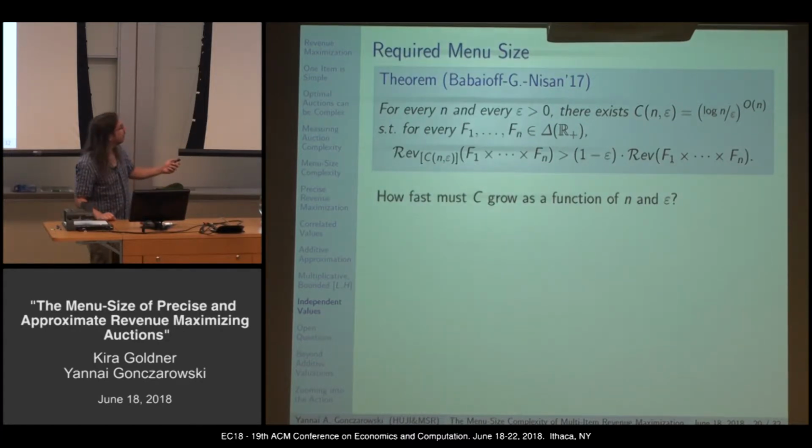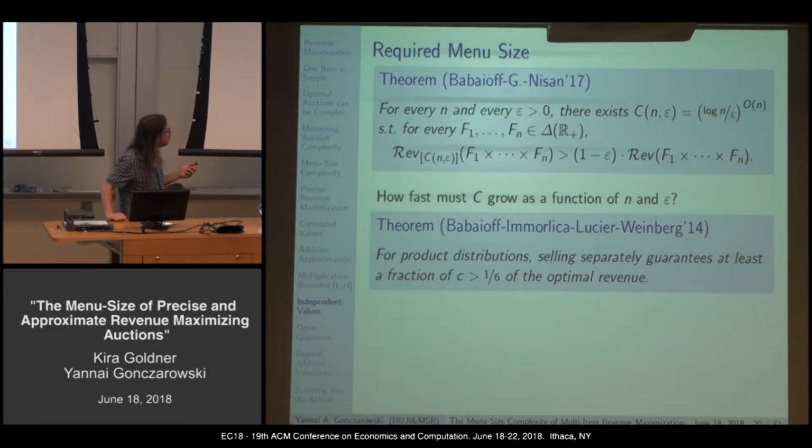So, okay, we have this C. We know that the menu size needed for up to multiplicative epsilon with n items is at most (log n over epsilon) to the O of n. Once again, the log n over epsilon is using a fancy grid in the nudge and round part. How fast must C grow as a function of n and epsilon? Does it have to be exponential in n? Does it have to be polynomial in epsilon?